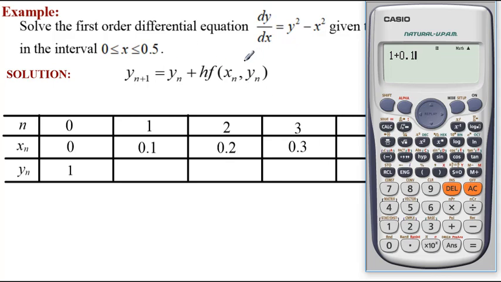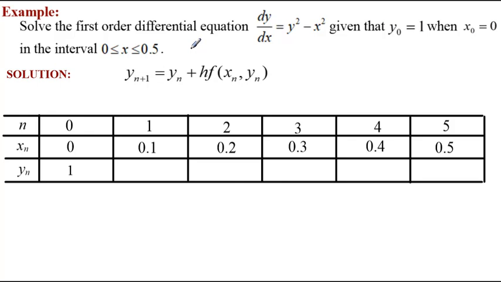Actually, the problem doesn't state the step here, but in this case I decided to use h equals 0.1. You can use an h of your own choice, even smaller than 0.1. Let's say h equals 0.01. In this case, you will basically be using a finer scale on your x-axis.